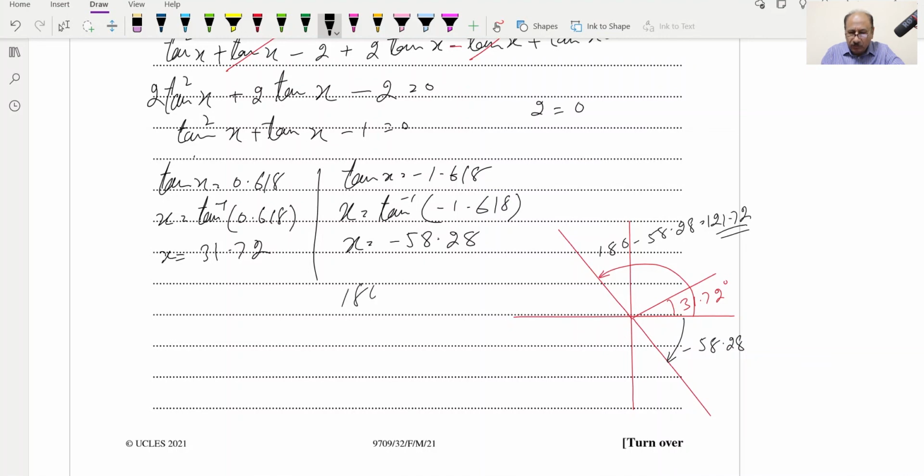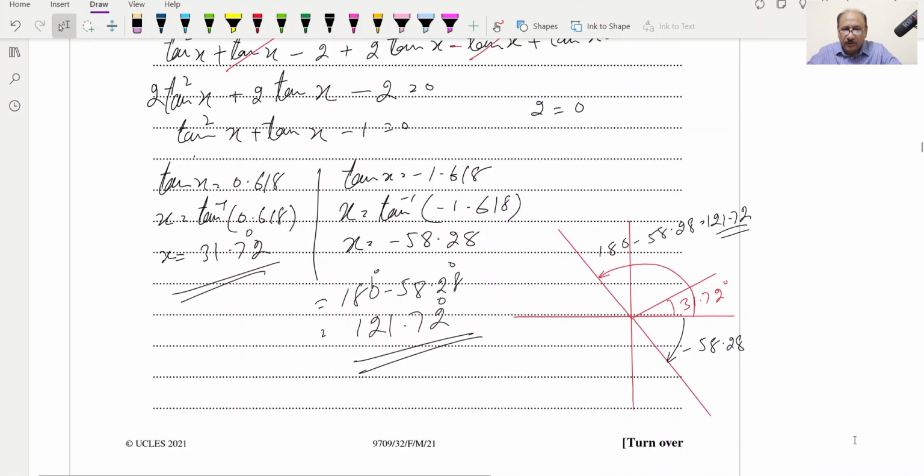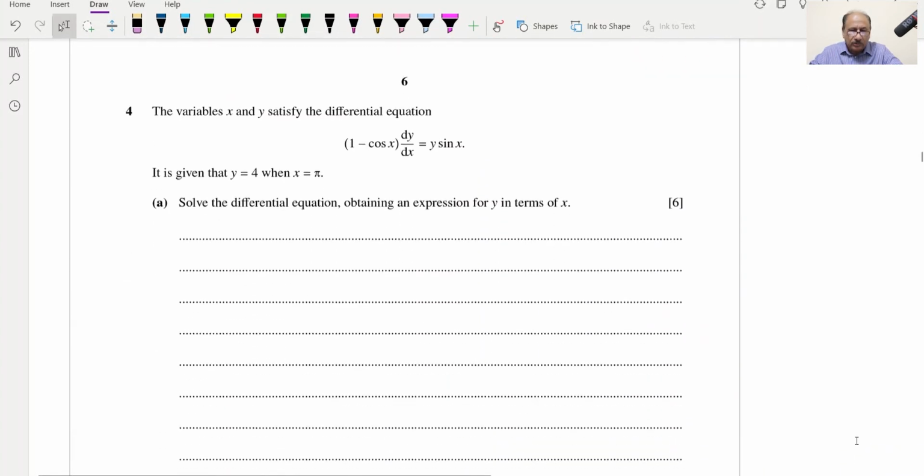121. We can write 180 minus 58.28, and this will be equal to 121.72. So one angle is this one, second angle is this one in form of degrees. This is our final answer. Hopefully you understood this. So negative we will not be taking, because that is out of range.